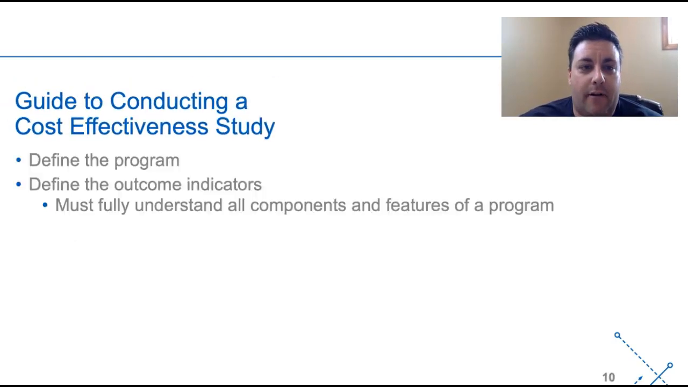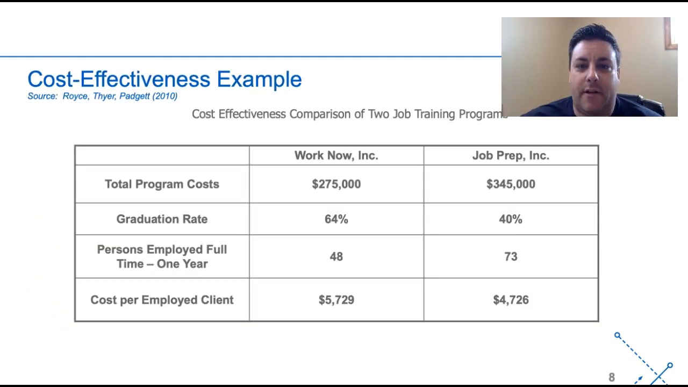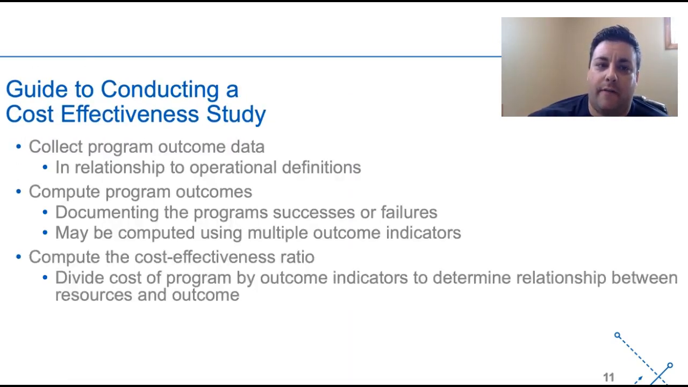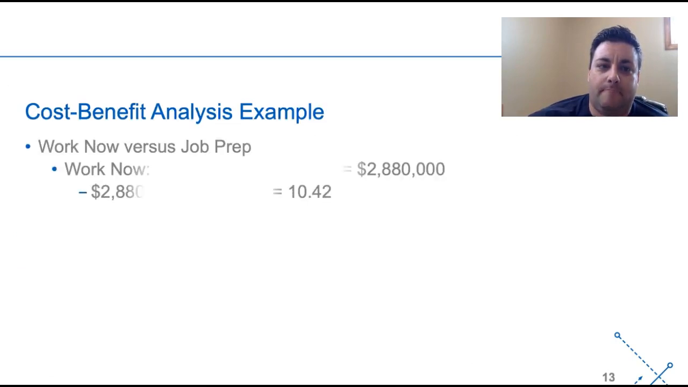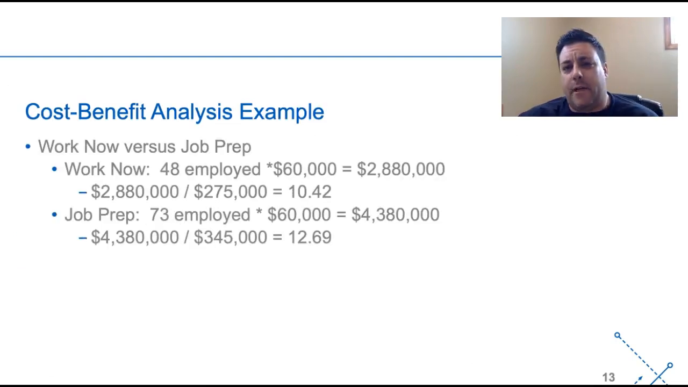So if we go back here a couple of slides to this cost effectiveness example, on its face, it may look like Job Prep is the lower performing of the two examples. They have a lower graduation rate. They had a higher total program cost. But when we think about sort of all of the benefits, that's where Job Prep comes out to be the superior program.